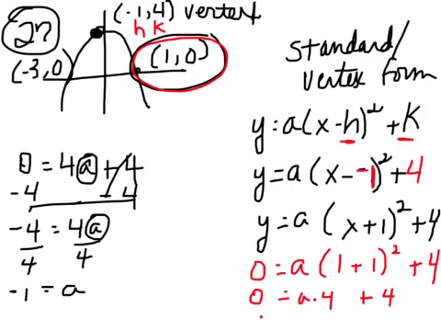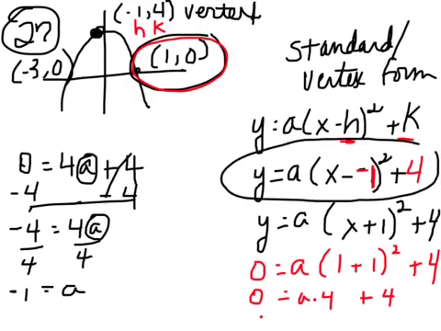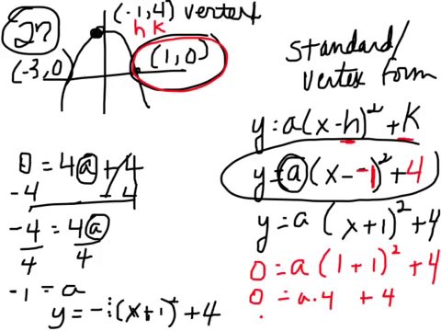So if I want that equation, all I've got to do is go back and say, okay, here I had almost all of it. I was just missing this a. So if I plug that -1 in, I get y equals negative, I can put -1 or I can just put a negative, (x plus 1) squared plus 4. And if I look in the calculator and I graph this, this should match the one in the book.